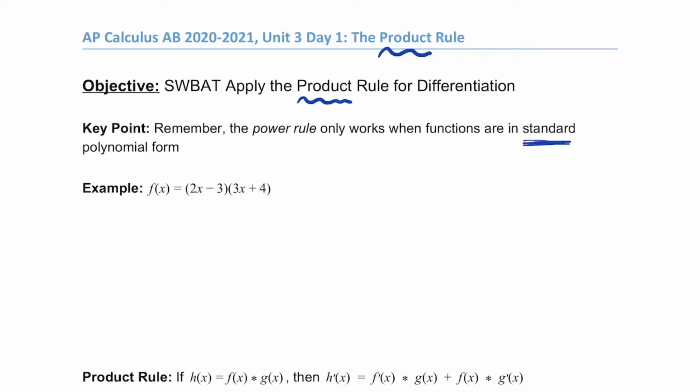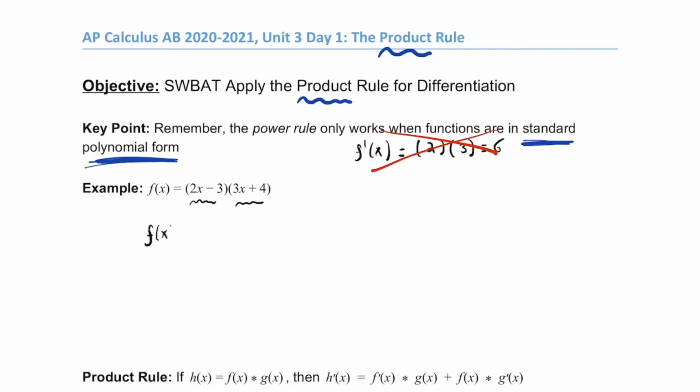It's that it only works when functions are in standard form, meaning anything that's left to be multiplied out needs to be multiplied out first. It is a common mistake, and so this is not correct. If you forget to do this and you try and just run through and say, oh, the derivative of 2x minus 3 is 2, the derivative of 3x plus 4 is 3, this derivative must be 6, that is incorrect because it is not in standard form yet. F of x is not in standard form.